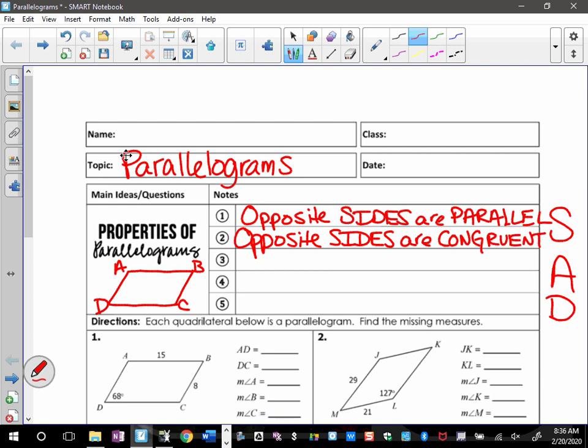So if I look at my little sketch over here, opposite sides are parallel, so that would imply that AB is parallel to DC, which we can mark with the arrows. But it also says opposite sides are congruent, so those can also get a tick mark. Likewise, AD is parallel to BC. Those can have double arrows. They're also congruent, so double ticks.